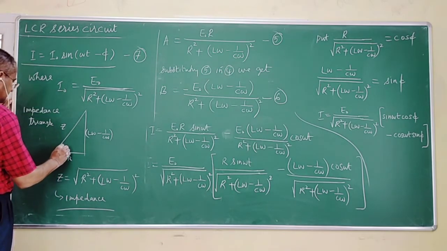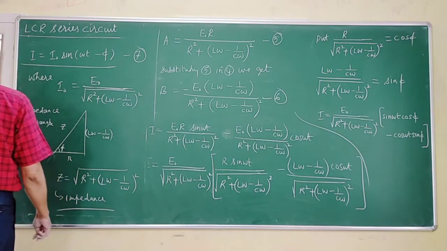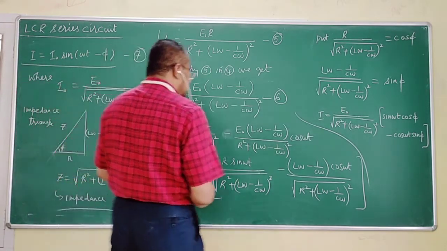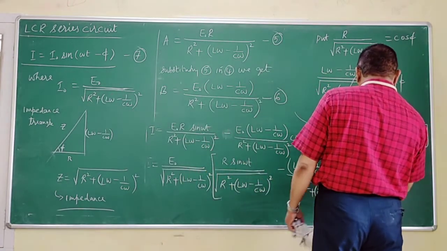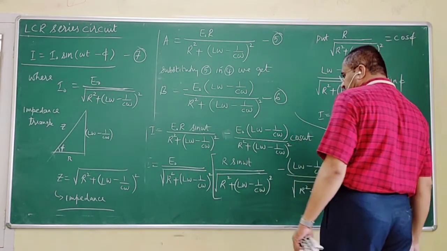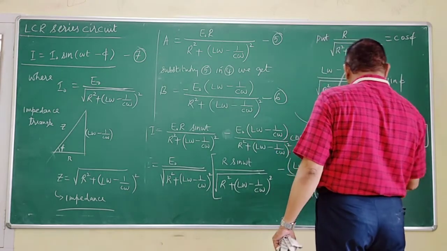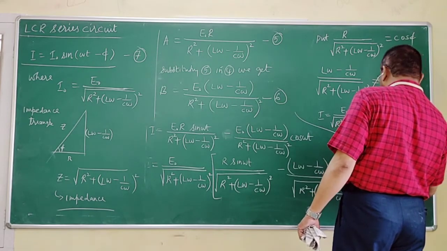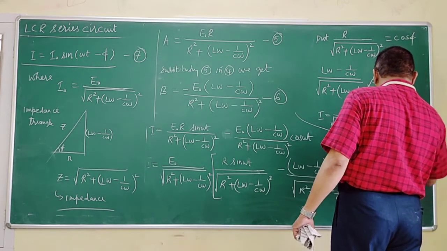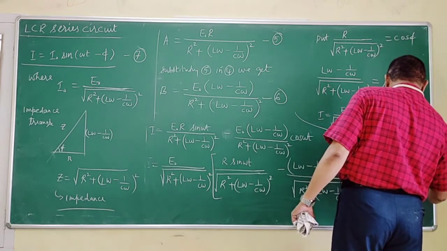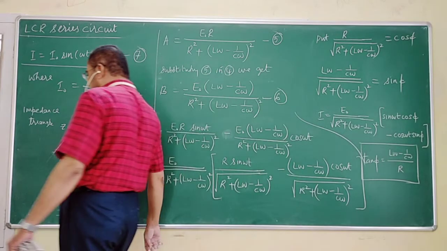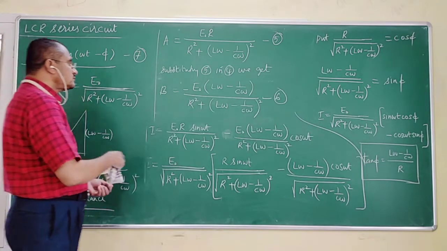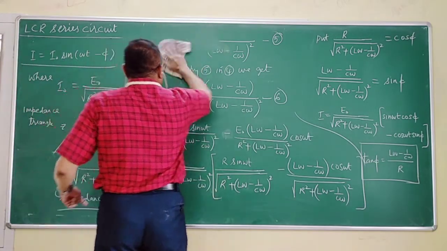Now this, if I take it as phi, from this I can write tan phi equals opposite side by adjacent side. This is the phase angle difference phi. So you can say, shall I rub this part?